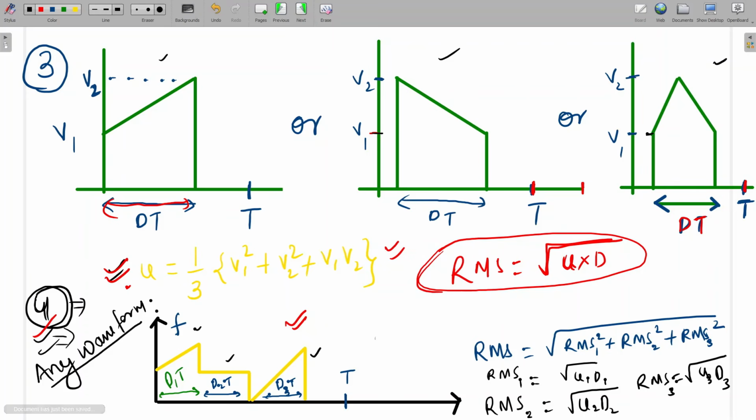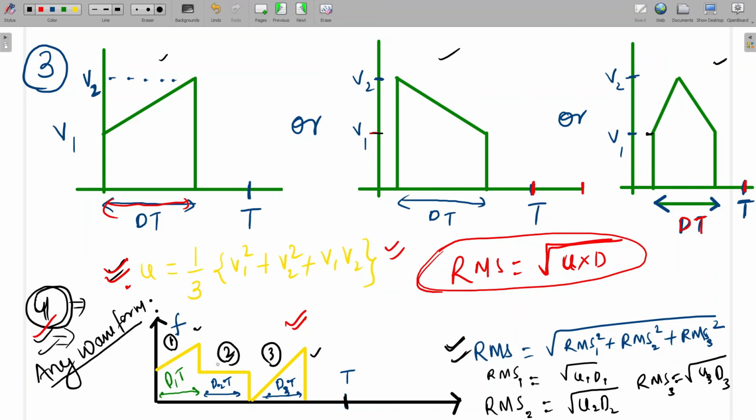How can we calculate the RMS value? So total, this is the periodic waveform. This is the time period. So RMS will be RMS 1 whole square plus RMS 2 whole square plus RMS 3 whole square. This is the first signal. This is the second signal. And this is the third signal. So separately we will calculate RMS of all three signals. And what will be the final RMS? Final RMS will be the square root of RMS 1 whole square plus RMS 2 whole square plus RMS 3 whole square.